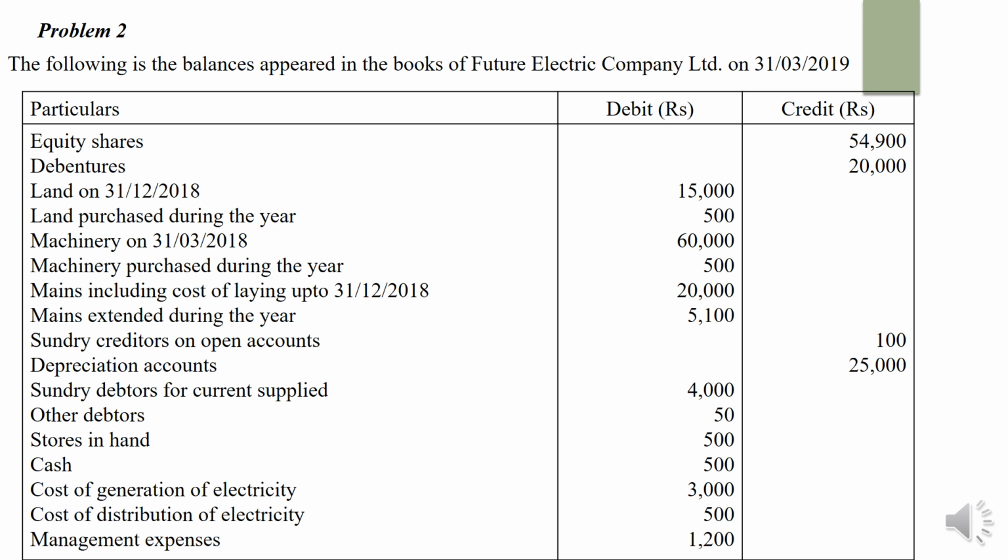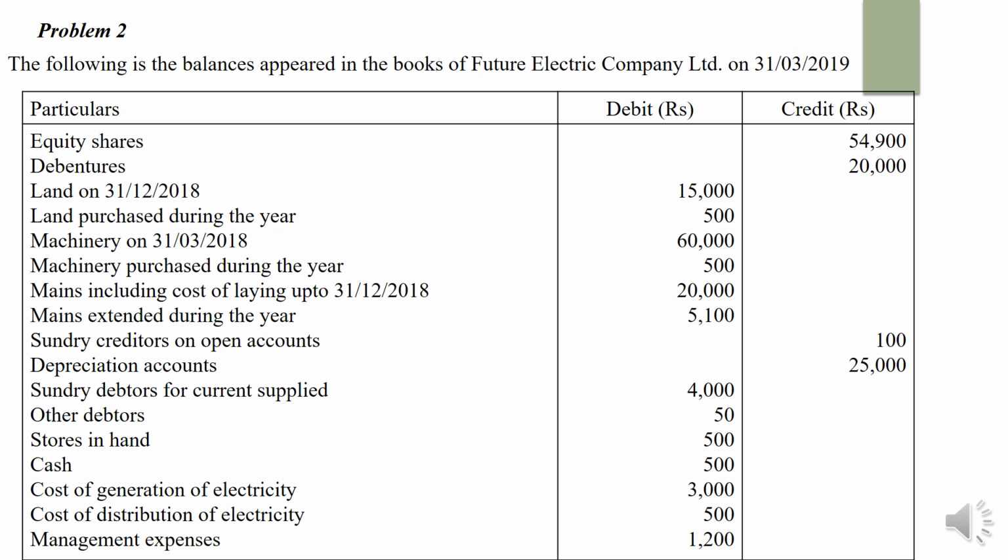One more problem. This problem can be expected for 24 marks in section C in the final exam. So equity shares go to the capital account. Debentures, capital account 10,000. Land, capital expenditure, goes to the capital account. Land purchased during the year, capital expenditure, goes to the expenditure side. Machinery, capital expenditure. Machinery purchased during the year, capital expenditure. Mains including cost of laying, a capital expenditure. Mains extended during the year, again a capital expenditure, should be added to the previous one.